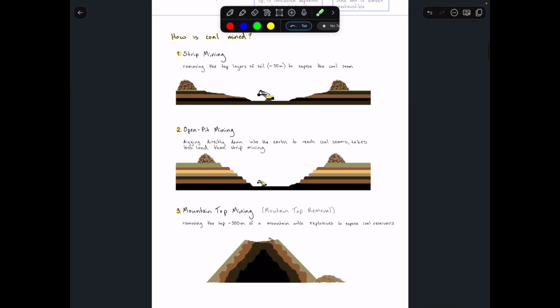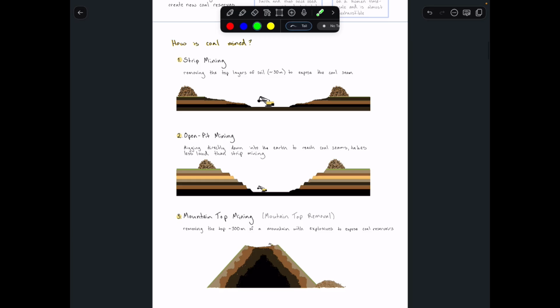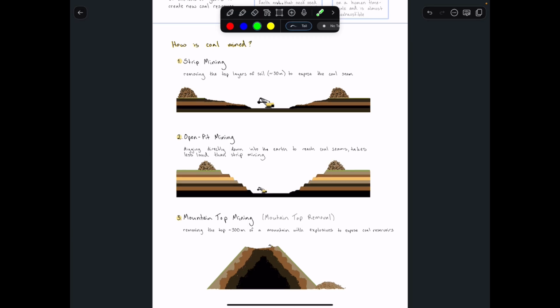All right, now before we move on to the next section, I did want to discuss some of the health and the environmental impacts of coal mining in comparison to some other energy resources, because coal mining has some extra impacts that are not found with other energy resources.